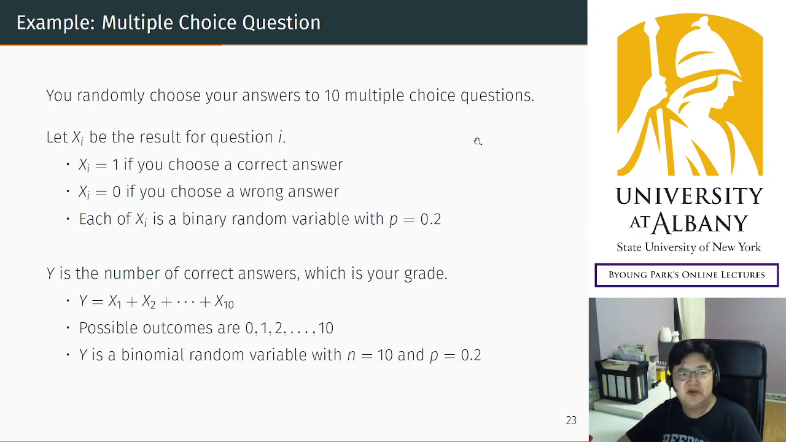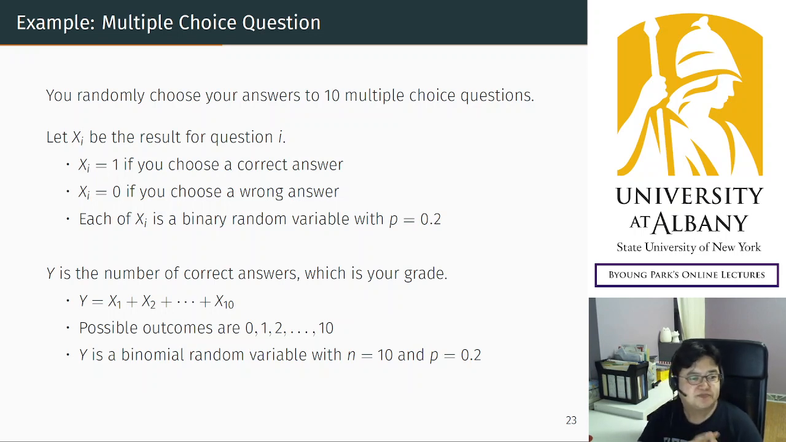And let's think about the previous example of randomly choosing homework answers. If you give one random answer to one question, the outcome is simply correct or wrong. If you are correct, you get 1 point. If you are wrong, you get nothing. That was our example in the binary distribution.